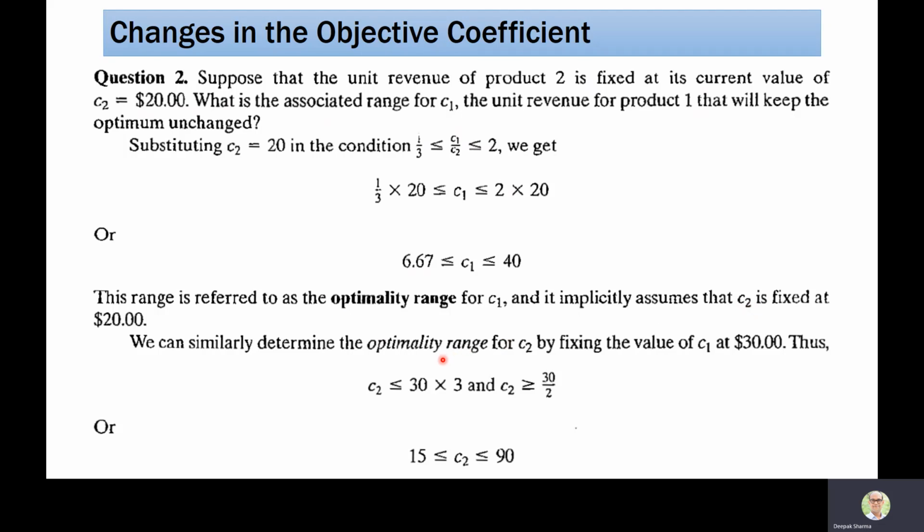Can I find the same optimality range for C2? Yes. Let us fix C1 to 30. If I fix it, then I can get a C2 range. Now you have to note that when I fix the value of C2, I get one range of C1. If I change the value of C2 to, say, 10, this range will change. This you should understand. So with this understanding of the special cases and the graphical understanding of the sensitivity analysis, I'm concluding this session.